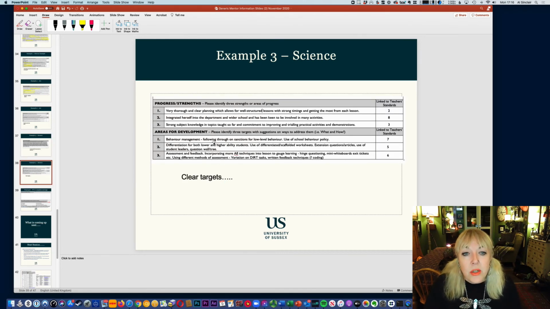But in the actual targets there, we did get some clear targets, and they were really going to help. Now, at this stage, assessment and feedback isn't necessarily something we're going to be too worried about. It's very early for that. So do be clear, do say what you want to say, don't beat about the bush, be kind. We always must be kind and be positive. That's why the strengths come first, but we want to say it how it is.